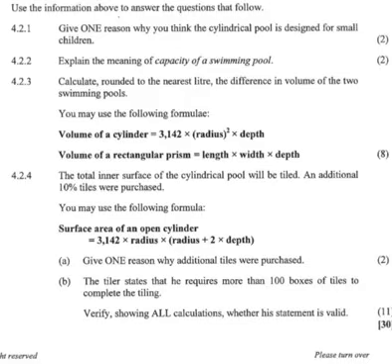Number B, the tiler states that he requires more than 100 boxes of the tiles to complete the tiling. Verify, showing all calculations, whether his statement is valid. So obviously we just have to find the surface area first. We have to find the surface area or the place that needs to be tiled. They've given us the equation there.